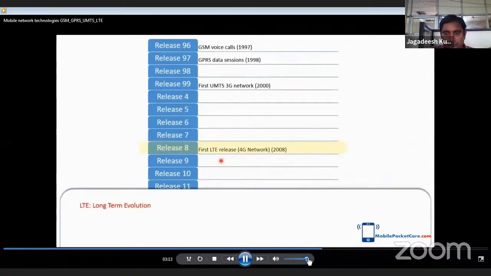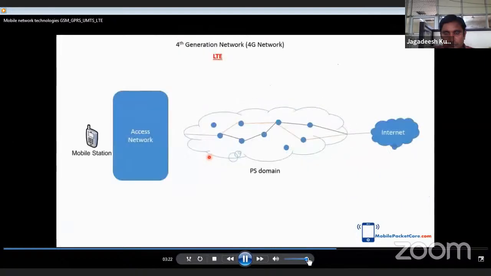After that, 3GPP introduced Release 8 in year 2008. In this release, long-term evolution, LTE existed. It is the fourth generation, 4G, network. Unlike previous generations, LTE network is having only a PS domain in the core network, while it doesn't have a CS domain for voice calls.